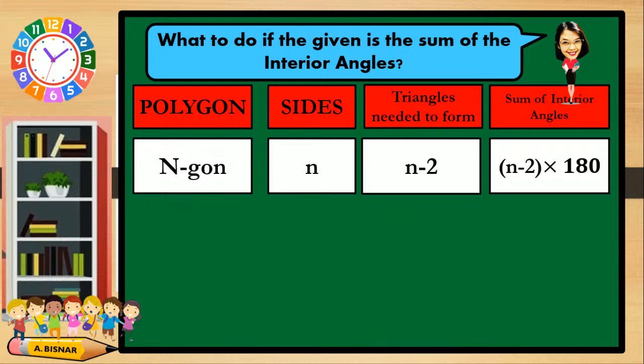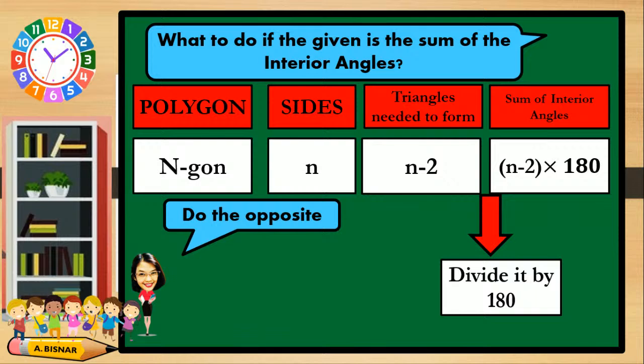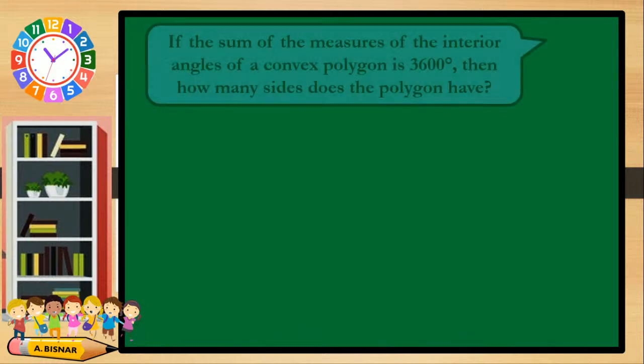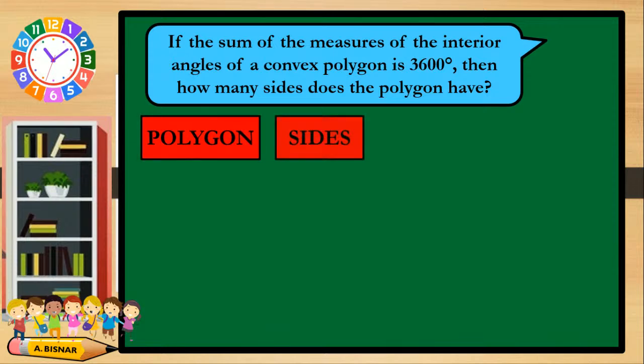Pero dahil kabaligtaran naman ang gagawin, ano naman ang gagawin? E di we will do the opposite. So instead of multiplying, we will divide it to 180. And instead of subtracting, we will add 2. So for example, if the sum of the measures of the interior angles of a convex polygon is 3,600, then how many sides does the polygon have?